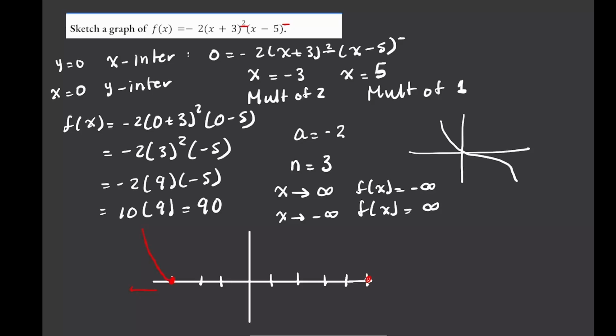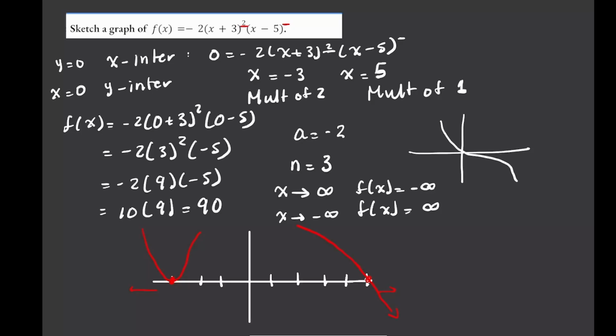At x equals negative 3, I know I'm going to have a parabola shape, so my graph is going to go up. Now at x equals 5, I need to consider my long-term behavior as x approaches positive infinity. I know that my graph is going to go downward. So around x equals 5, my graph is going to look like this.